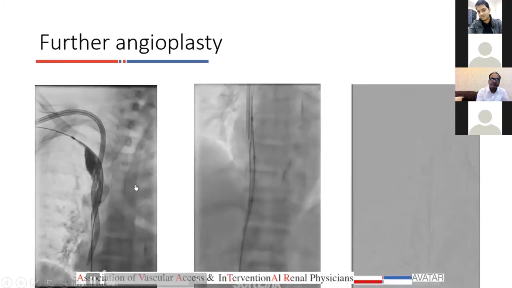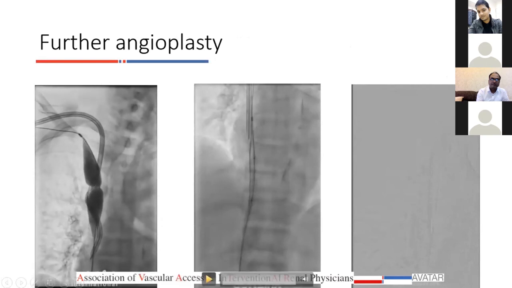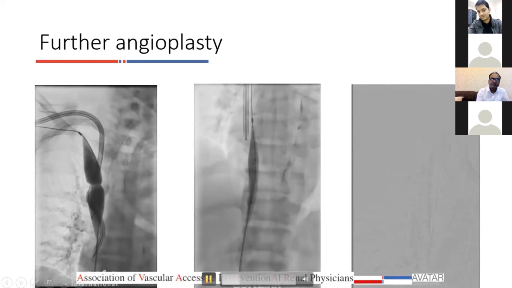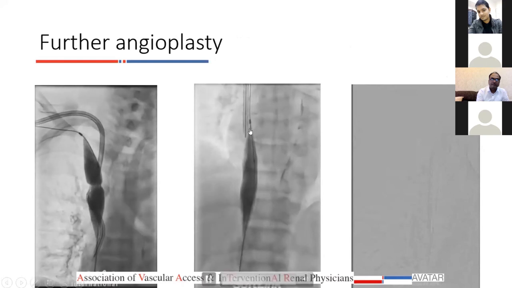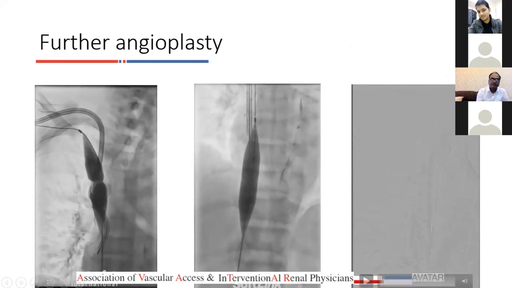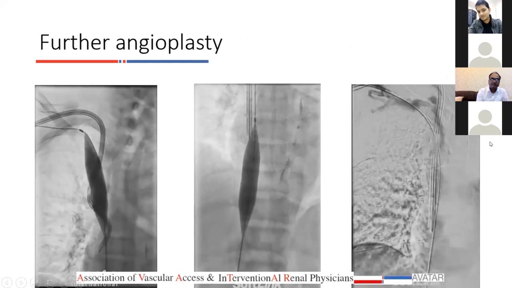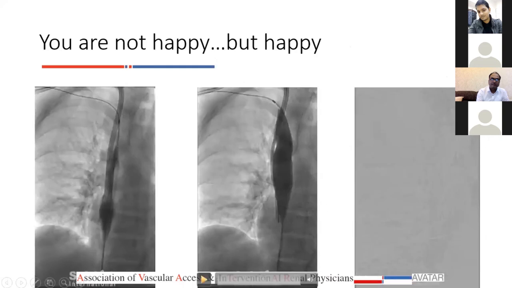So see this shouldering again, and you make sure that around the tip the vein is patent, otherwise again there will be a problem. And you do a check angio. Are you happy? Maybe you are not yet happy.